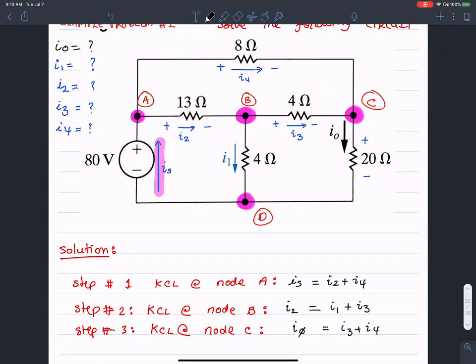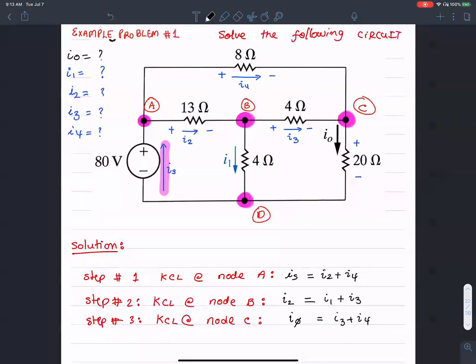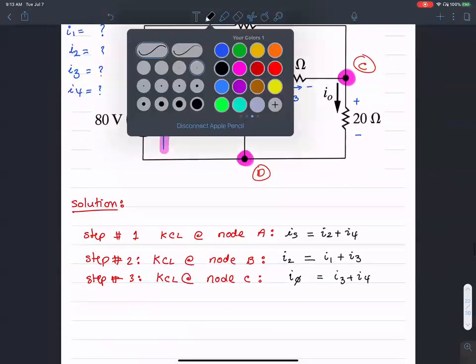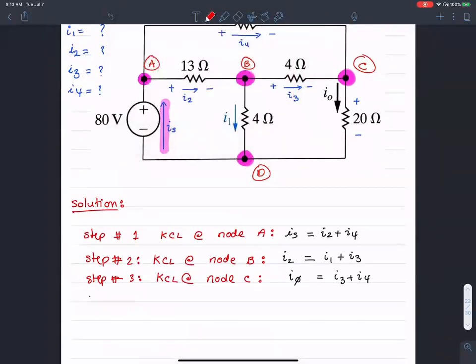Okay, so let's do KCL at node D as well. At node D, the currents coming in are I1 and I0, and the current leaving is IS. So the current leaving, IS, equals I1 plus I0. Everybody with me?